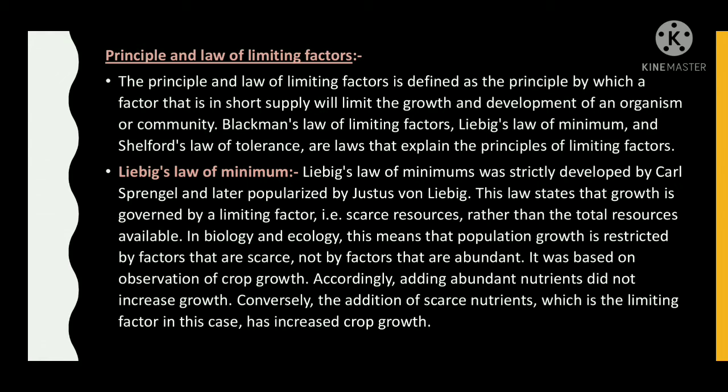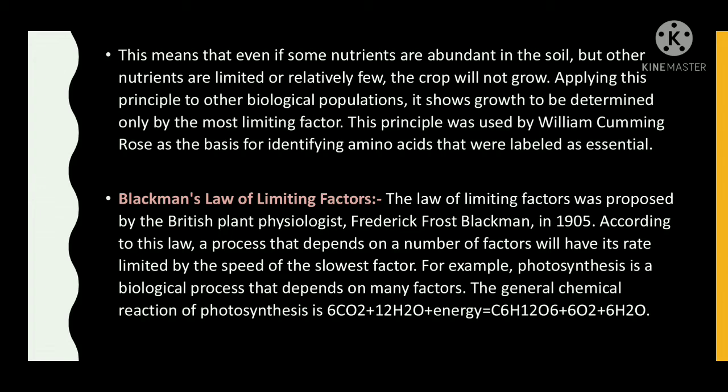Accordingly, adding abundant nutrients did not increase growth. Conversely, the addition of scarce nutrients, which is the limiting factor in this case, increased crop growth. This means that even if some nutrients are abundant in the soil, but other nutrients are limited and relatively few, the crop will not grow. Applying this principle to other biological populations, it shows growth to be determined only by the most limiting factor.